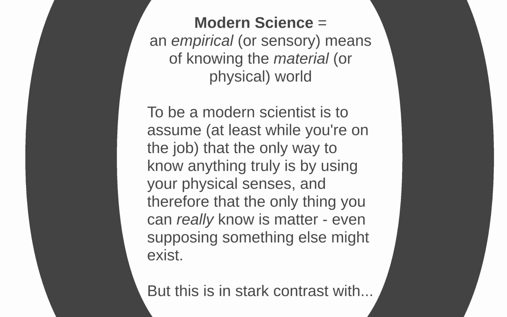Since the scientific revolution and the Elizabethan period, the word science began to be used more and more in the modern sense of an empirical or sensory means of knowing the material or physical world. And that process of change took a long time. So here we are now with the definition of science, which is very limited philosophically speaking in its understanding of the process of knowing.